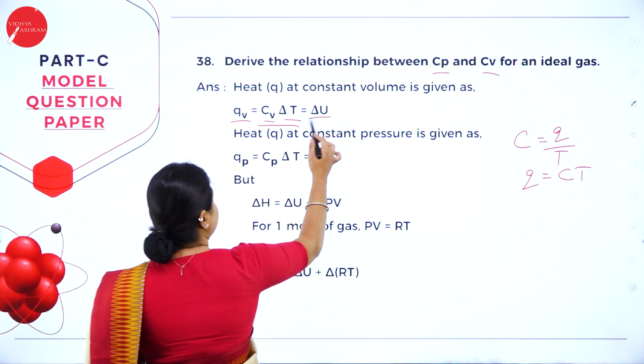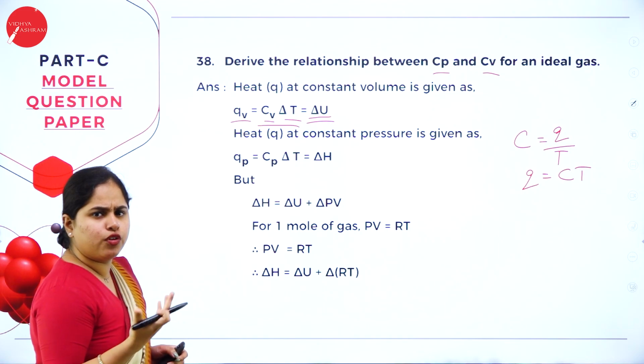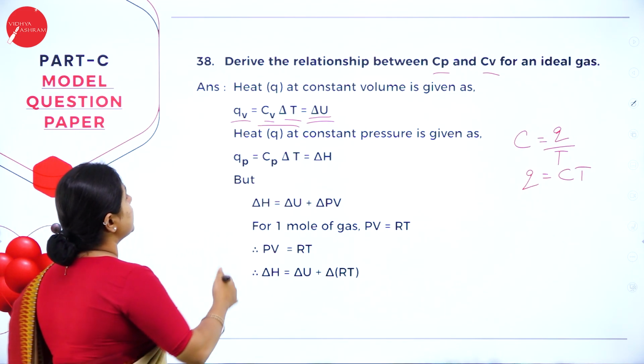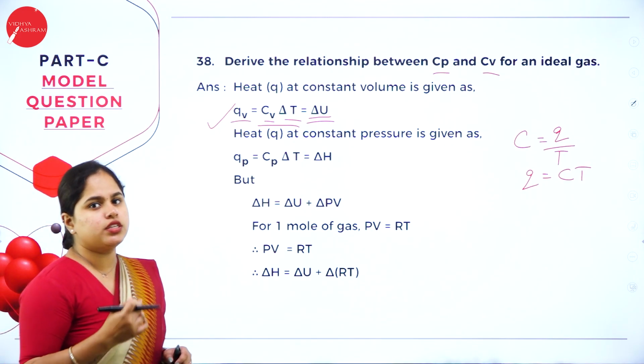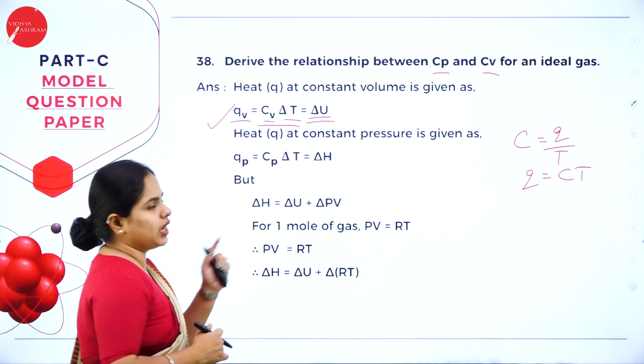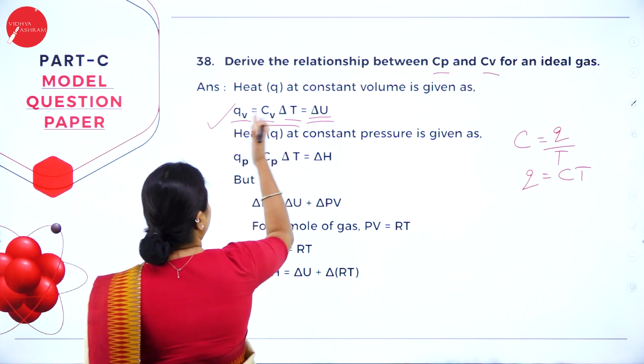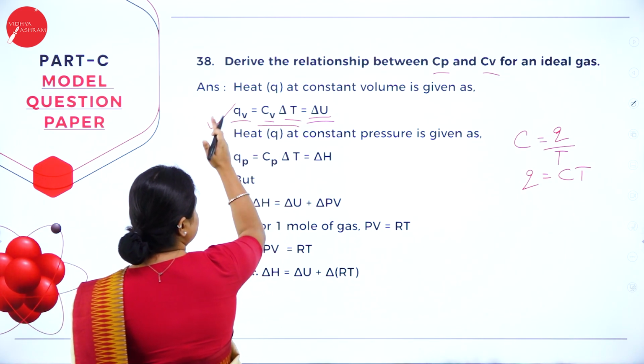Which is equal to delta U, change in internal energy. Now from where did that come? Change in internal energy is equal to heat at constant volume, right? This also is a known equation. So all these three we can write together. That is delta U is equal to QV, as well as CV into delta T is equal to QV.